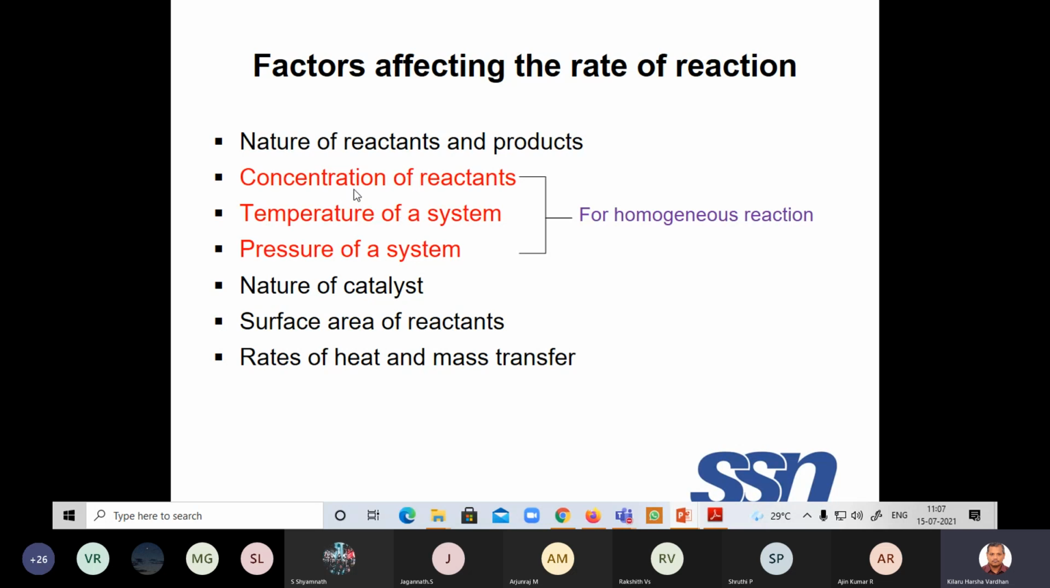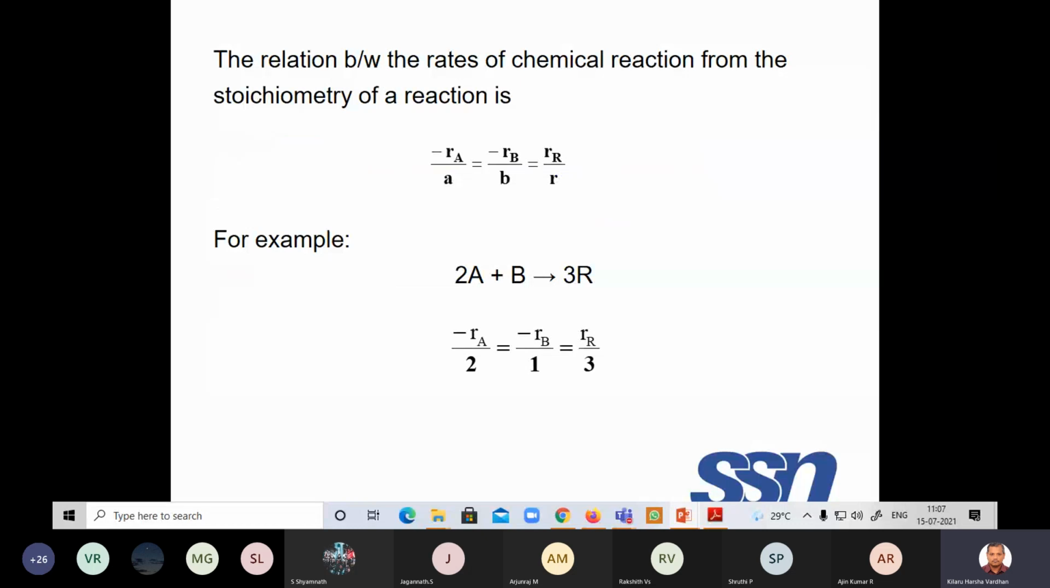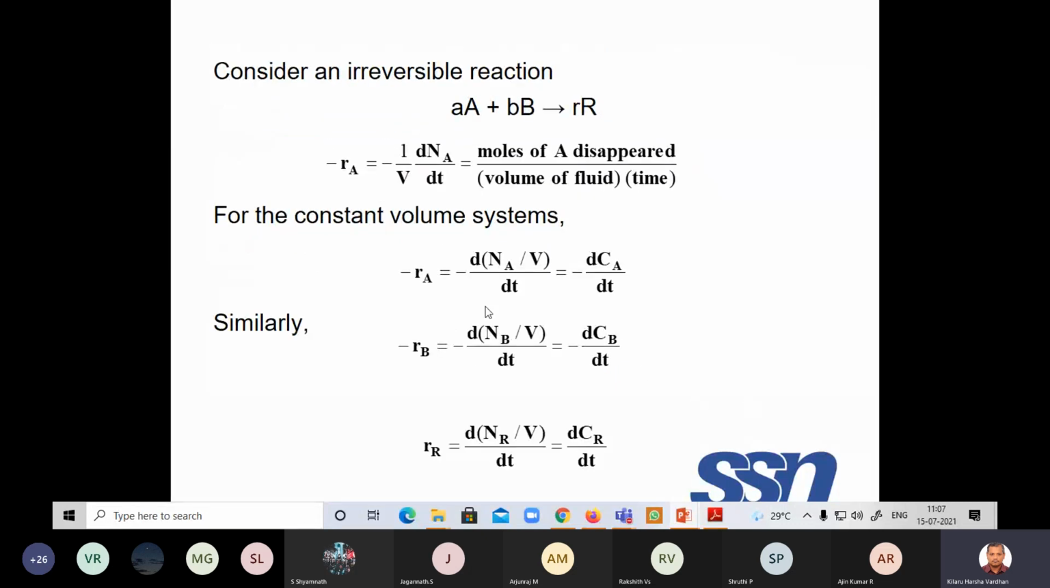If the concentration of the reactant is high, your rate will be high because it is directly proportional. If the concentration of the reactant is less, then the rate also will be less, because we already saw here this, the concentration NA by V, we are going for a constant volume.